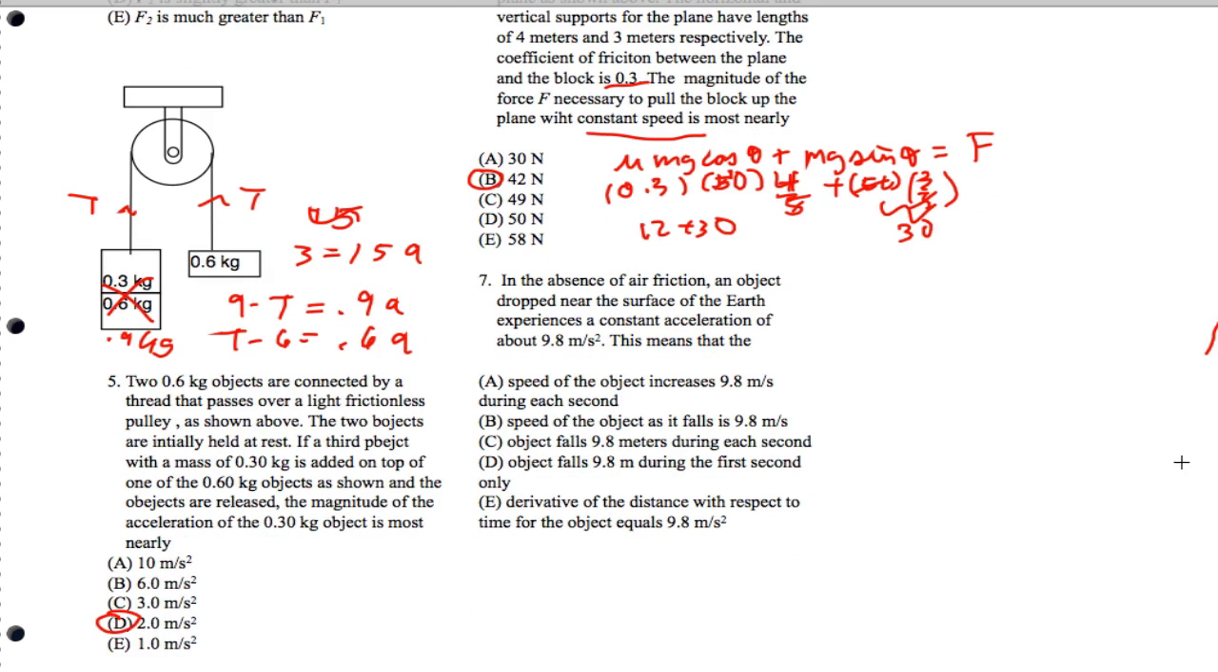In the absence of friction, what happens when we have this acceleration of 9.8 meters per second squared? The speed of this is not true. No. No. No. This would be true if this were velocity. So the only one left is A, which is in fact the right choice.